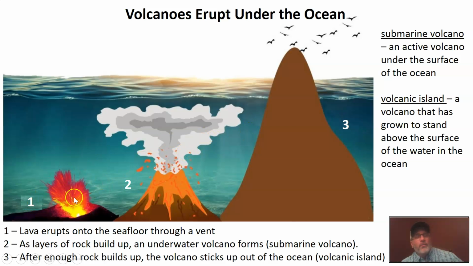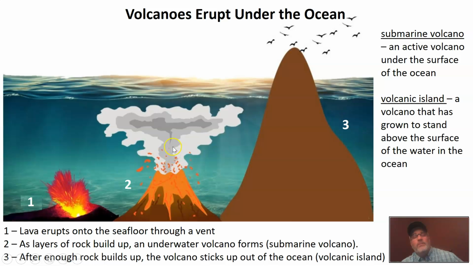If we look here at number one, it is showing lava pouring out of a vent. Now we know that as lava pours out of a vent, sometimes it's going to build up. It's going to build up a cone. All this as the lava comes out of the vent, it's going to cool and harden into rock, and over time, it's going to make sort of this cone-shaped mountain. And so we start with a vent, and we're going to move to an underwater, a submarine volcano.